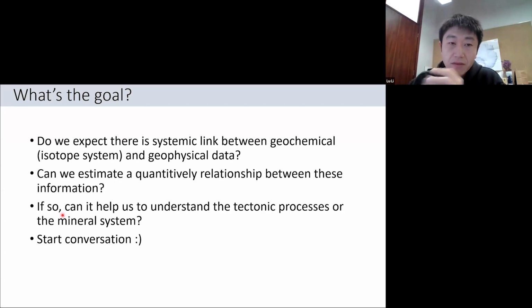And I guess the main motivation for this talk is to use this platform to start a conversation, because we need basically three groups of people: people dealing with geochemistry, people dealing with geophysics, and also people dealing with statistics. So hopefully we can work together to find some fun stuff.